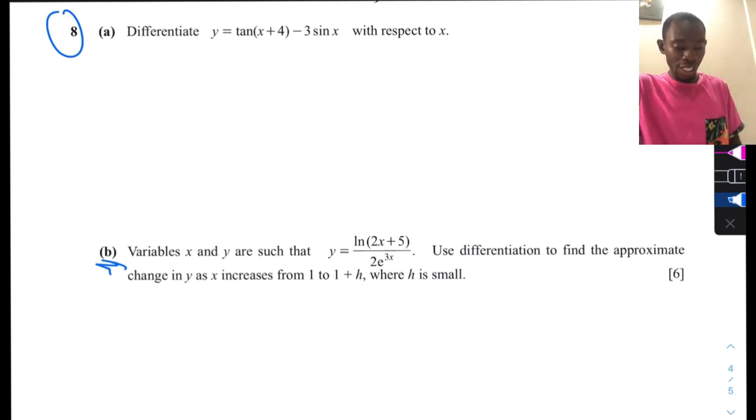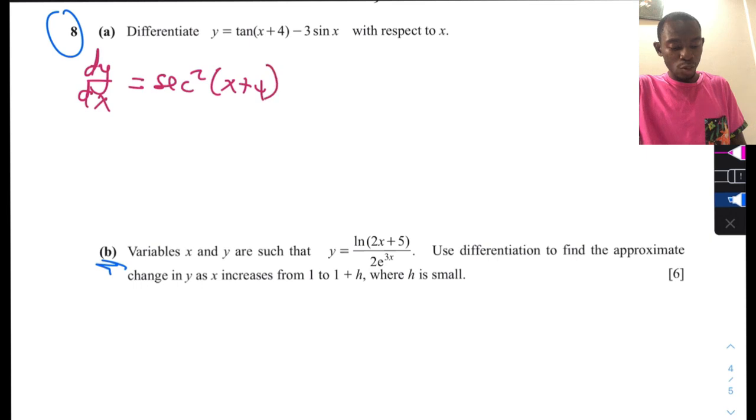So now this question says differentiate y is equal to tan of the bracket x plus 4 minus 3 sin x. So basically your dy/dx, if you differentiate tan, you get sec squared. So you get sec squared of this whole thing. Then you go inside the bracket and differentiate the value in the bracket. That's basically 1, because if you differentiate x, you get 1. Then you have your negative 3, okay?